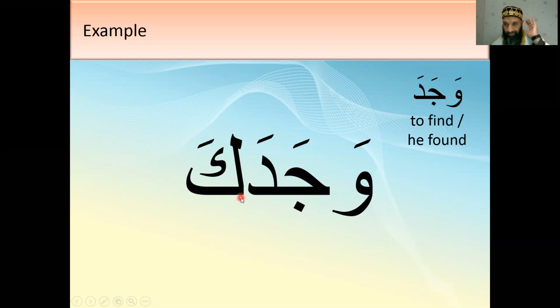Don't worry if that confused you, but for those people who are following, wajada is a root word. There's no extension. What extension have we learnt today? There's no extension in that table for ka. So that ka is separate. It's not part of that verb. Wajada is the verb, and then the ka is a pronoun, your, you. He found you.